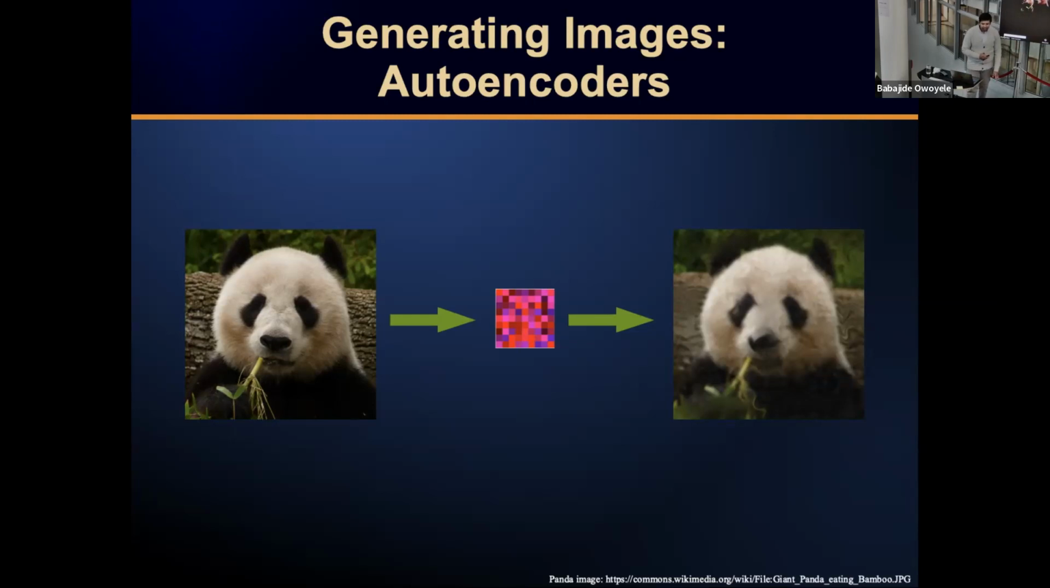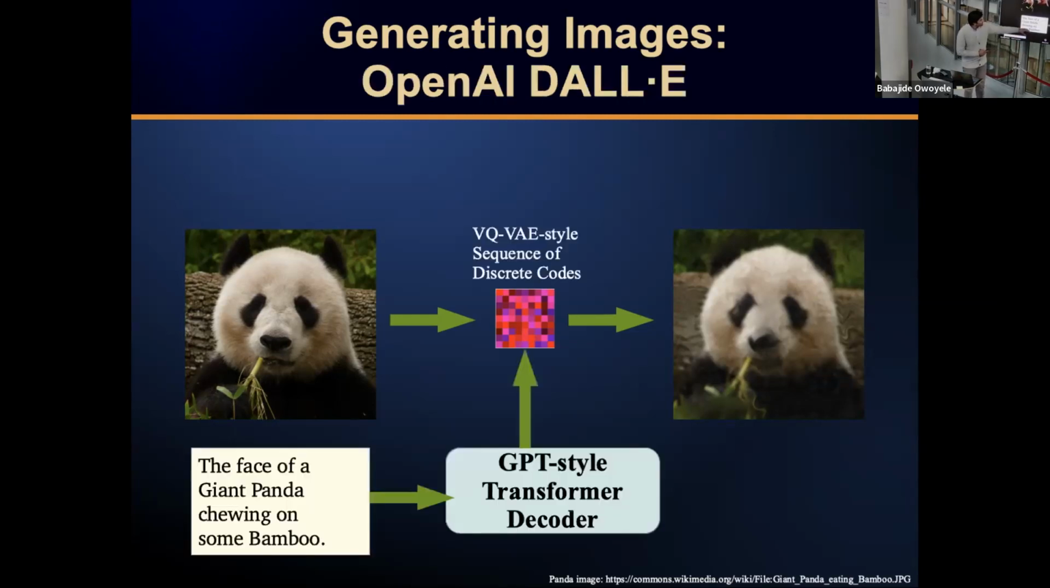And so with this, it can basically learn a good encoding, but then we can extend this with a transformer model again, these textual models, to feed in now a text that says the face of a giant panda chewing on some bamboo. And there are a lot of technical details here that I'm skipping, but basically you can give it any text, any short sentence, and it tries to generate an image of it.